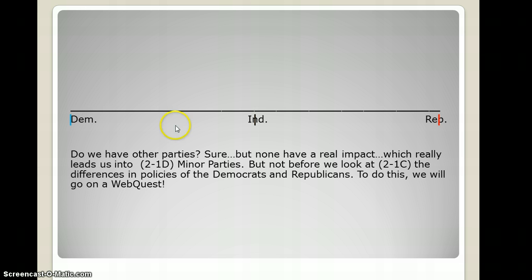Again, this is ours. Democrat, Republican, independents in the middle. Do we have others in between and a little bit past? Absolutely. But again, not a lot of supporters, not a lot of voters. So they don't have a real impact, which leads us to the minor parties, which is Unit 2, Objective 1, Target D. But before we tackle that, we're going to actually look at Democrats and Republicans. And to do that, we're going to look at the differences in policies. And we're going to do a web quest to tackle that objective.